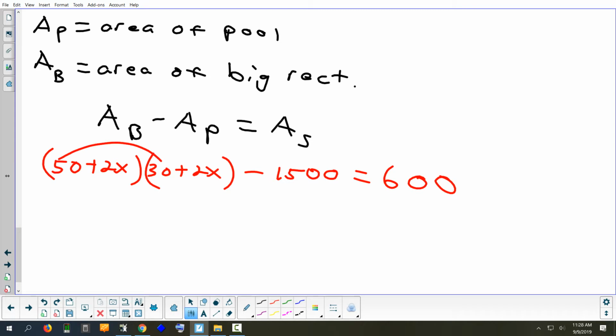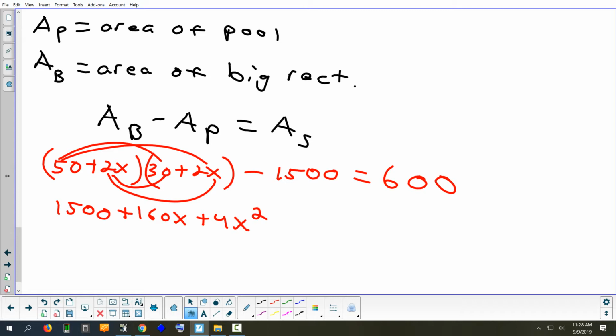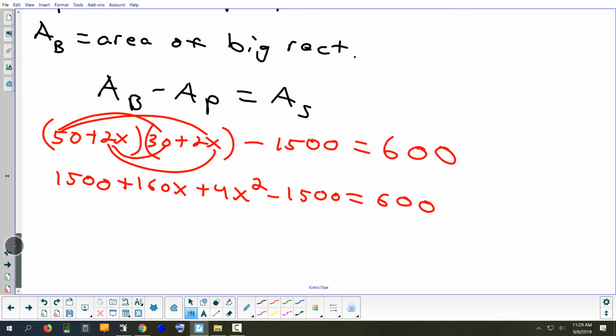So 50 times 30, well, we just did that, that's 1,500. What's 50 times 2x? Plus 60x is 160x, and 2x times 2x? 4x squared. So plus 4x squared. That's not normally the order we put it in, but can anyone tell me what kind of equation that is? Quadratic. Yep, it's a quadratic. Minus 1,500 equals 600. So now we just have to solve that as a quadratic.